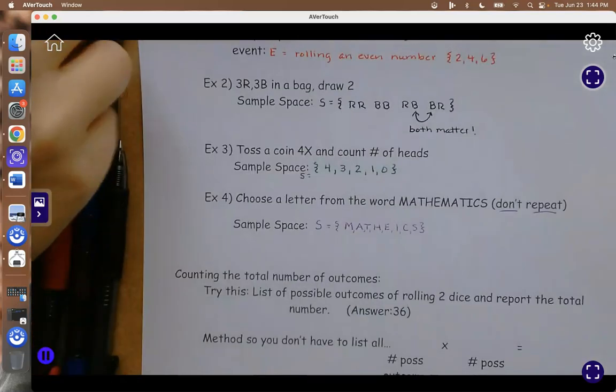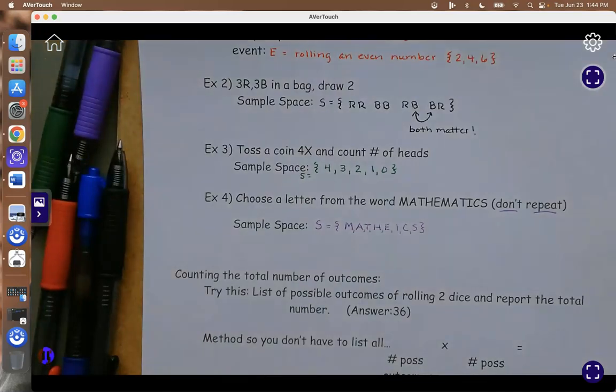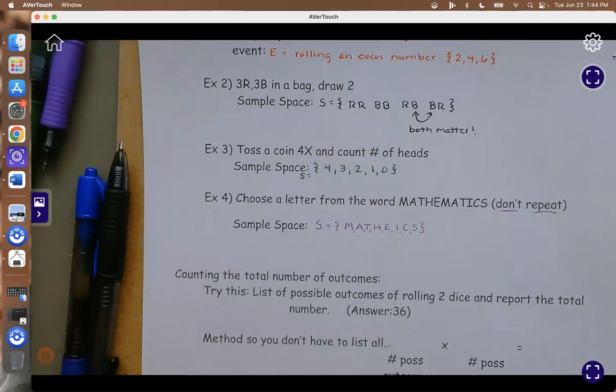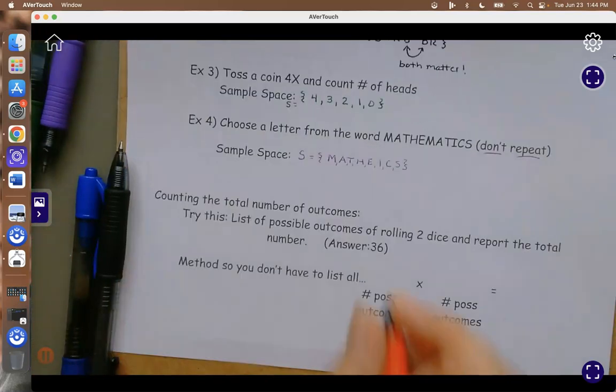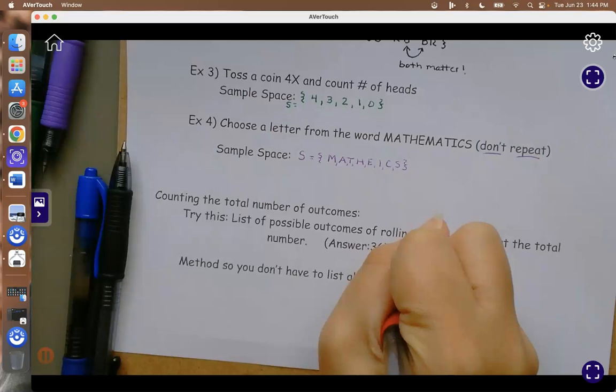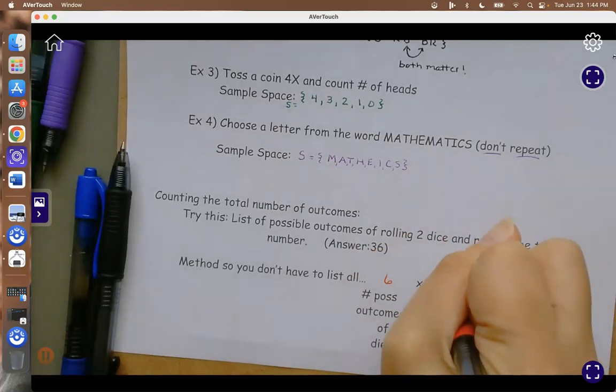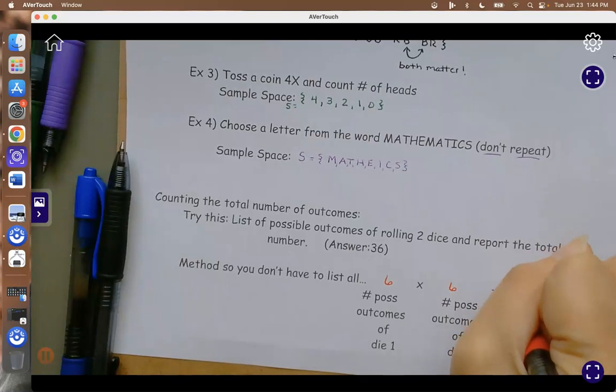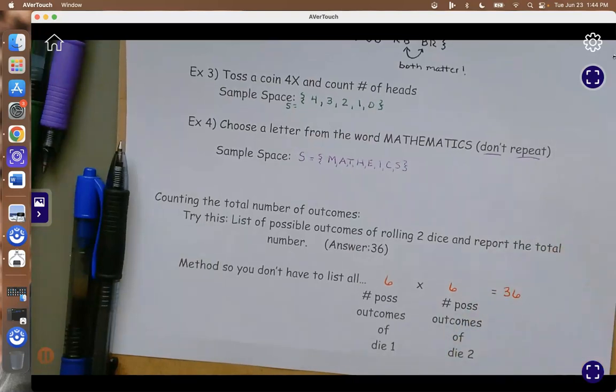I don't want to have to sit and count these all the time. Okay, so there's a method so you don't have to list them all. You go, how many possible outcomes do you have for the first? You have 6. Of the second, you have 6. 6 times 6, 36. Okay.